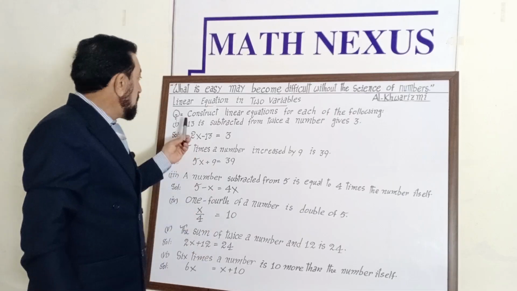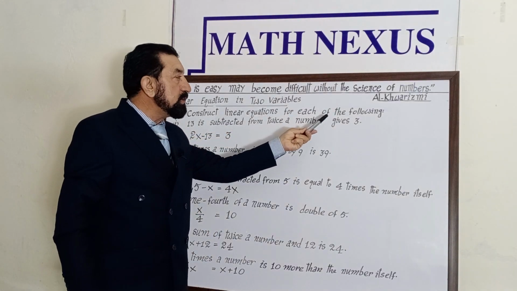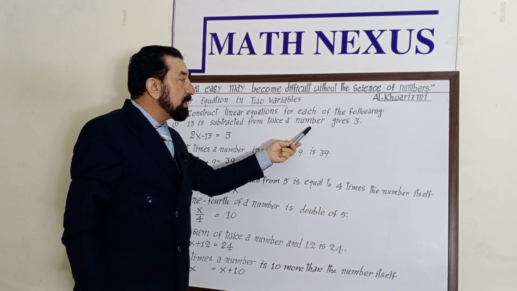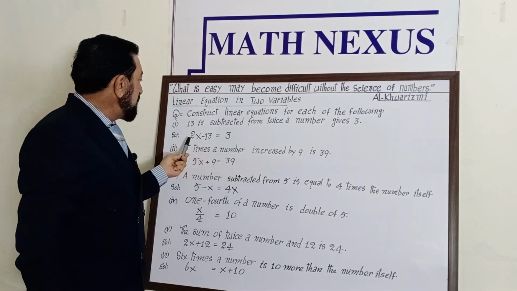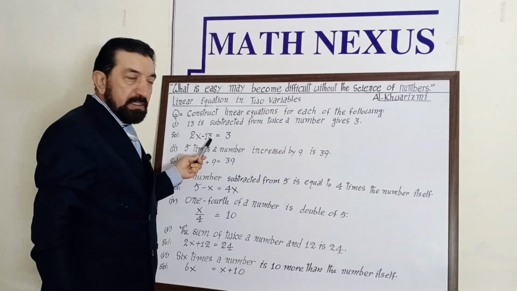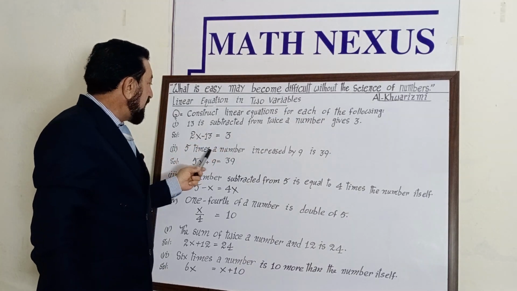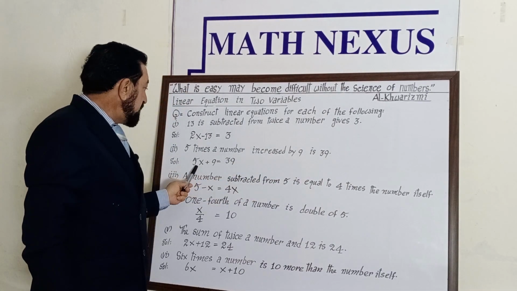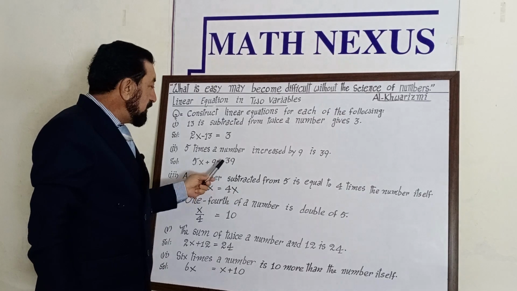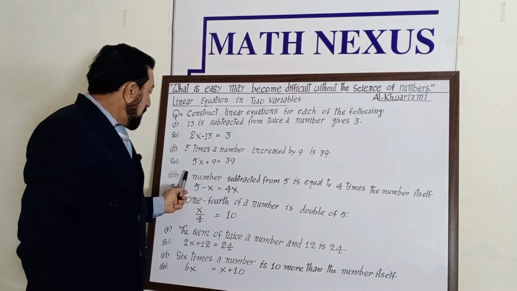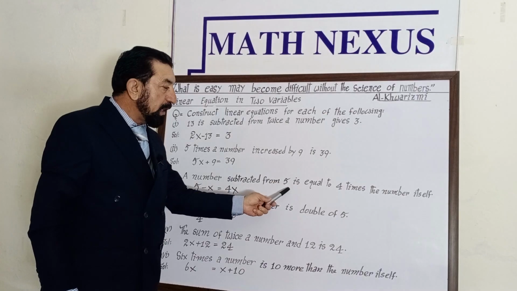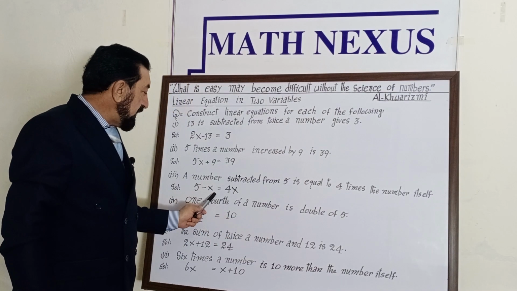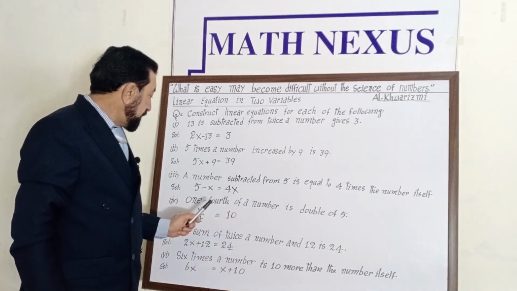Look at the question. Construct linear equations for each of the following. First, 13 is subtracted from twice a number gives 3. This can be written as 2x minus 13 equal to 3. 5 times a number increased by 9 is 39. 5x plus 9 equal to 39. Third, a number subtracted from 5 is equal to 4 times the number itself. 5 minus x equal to 4x.